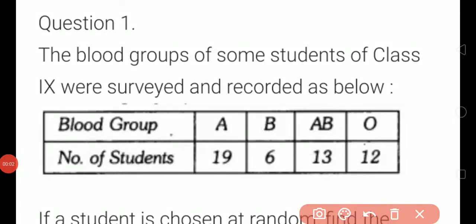Hello everyone. Today we are going to revise chapter number 15, that is probability. So let us start question number 1.